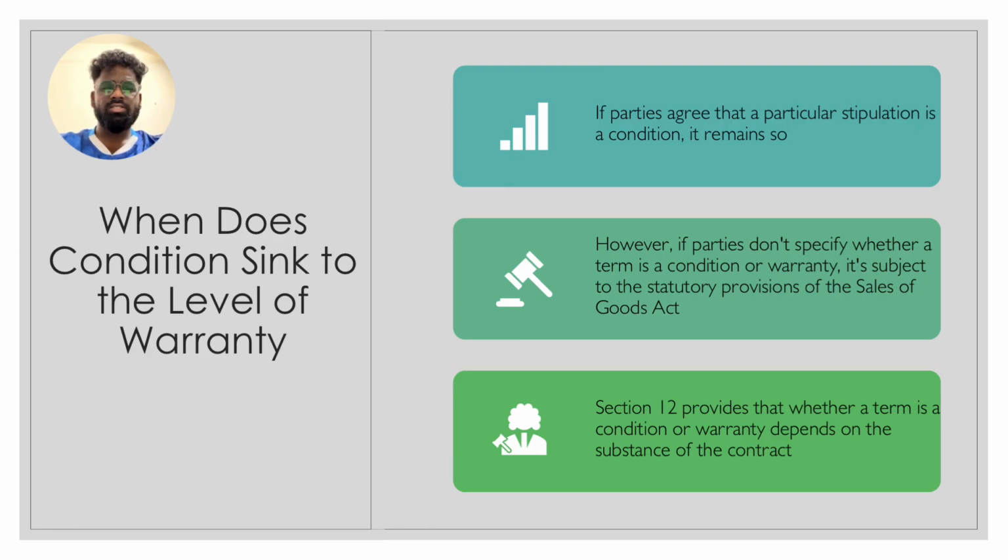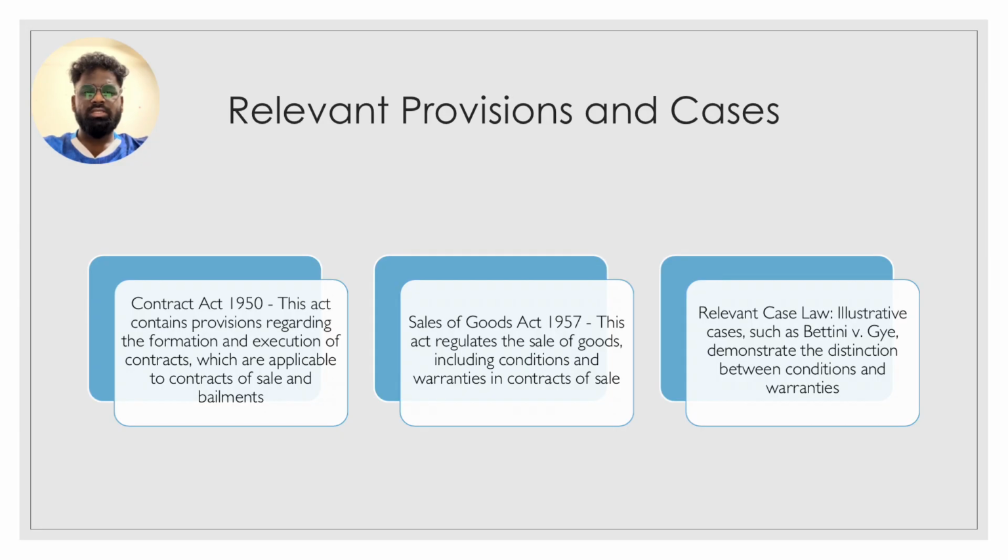When does a condition sink to the level of a warranty? Sometimes a serious condition might be treated like a minor warranty. If the contract is not clear about the importance of the term, the court will look at the effect of the breach. If the buyer has already accepted the goods, a breach of condition can only be treated as a breach of warranty, limiting the remedy to damages. Ultimately, whether a term is a condition or warranty depends on the substance of the contract and the intention of the parties. This slide is about relevant provisions and cases.